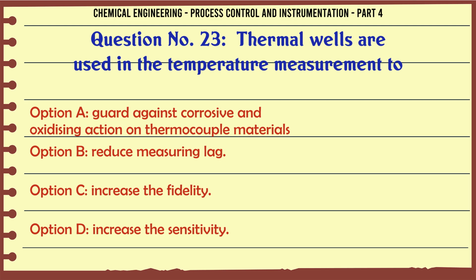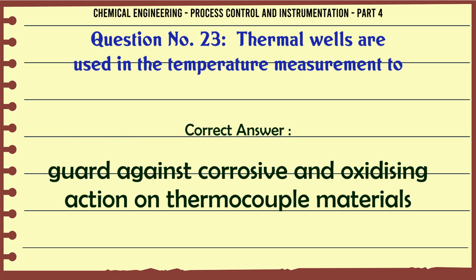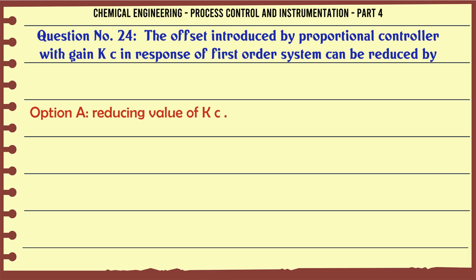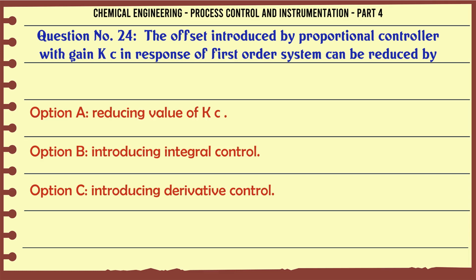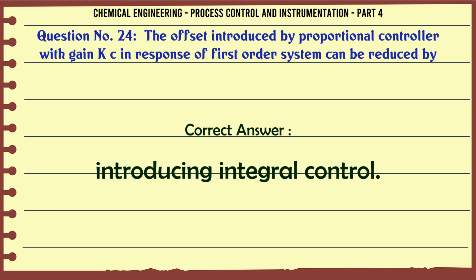C. Increase the fidelity. D. Increase the sensitivity. The correct answer is guard against corrosive and oxidizing action on thermocouple materials. The offset introduced by proportional controller with gain Kc in response of first-order system can be reduced by A. Reducing value of Kc. B. Introducing integral control. C. Introducing derivative control. D. None of the above. The correct answer is introducing integral control.